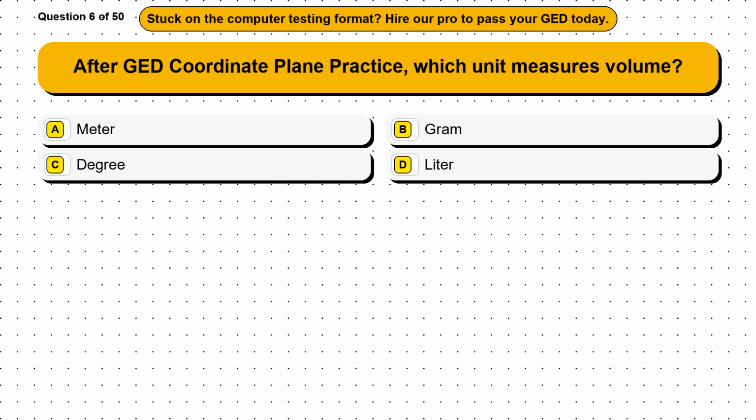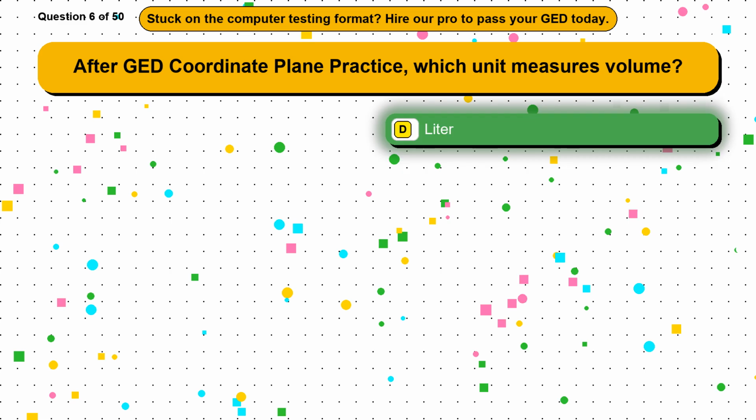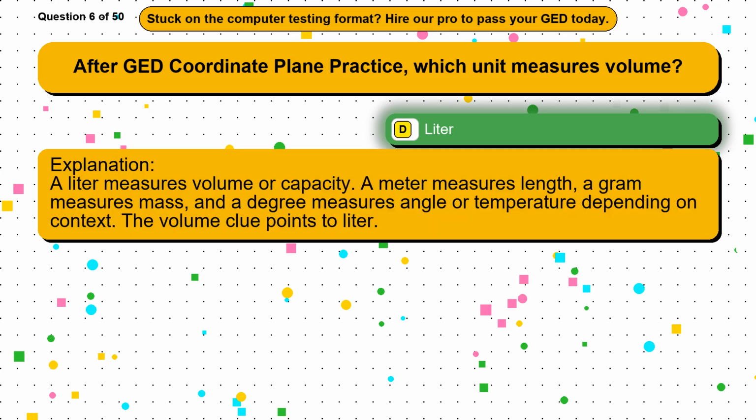Question 6. After GED Coordinate Plane Practice, which unit measures volume? Option A, meter. Option B, gram. Option C, degree. Option D, liter. The correct answer is option D, liter. A liter measures volume or capacity. A meter measures length, a gram measures mass, and a degree measures angle or temperature depending on context. The volume clue points to liter.